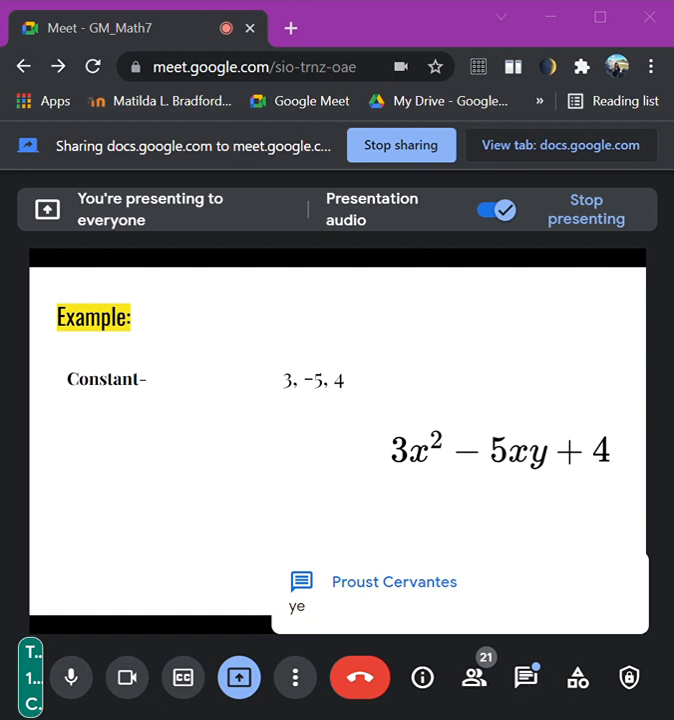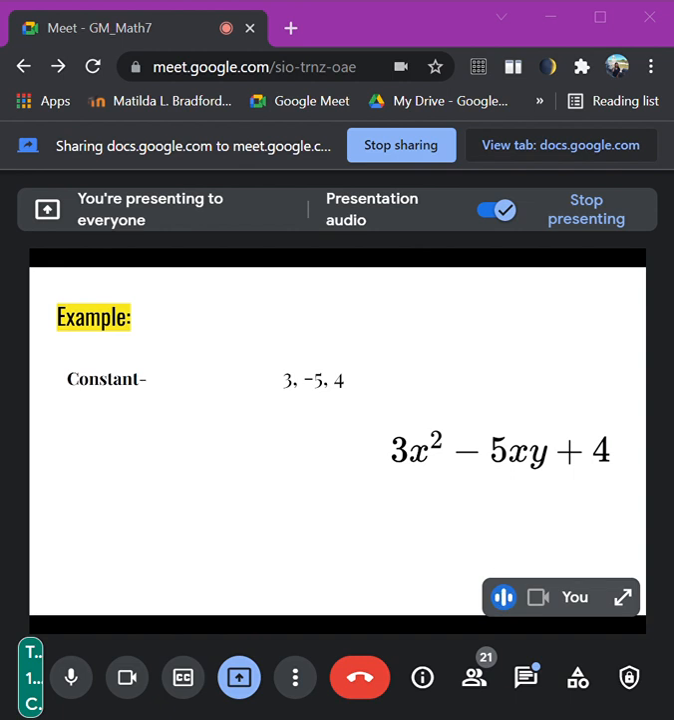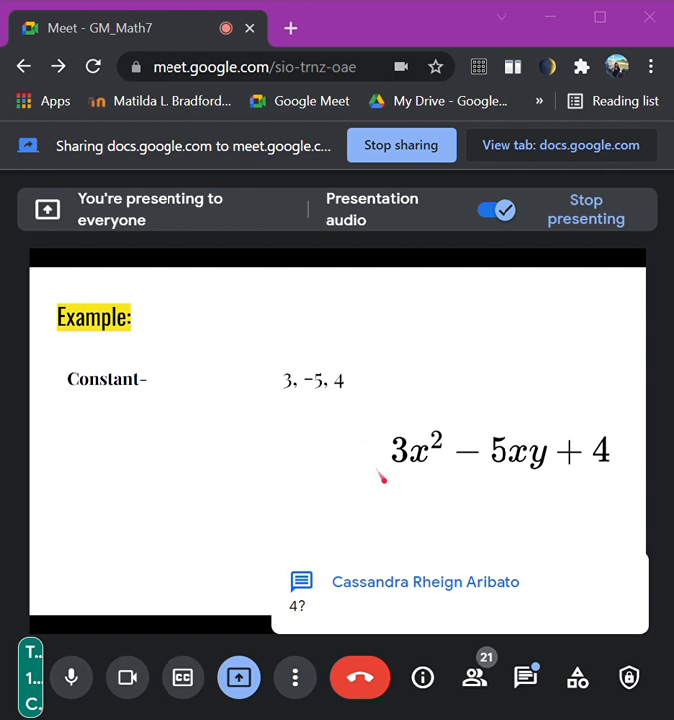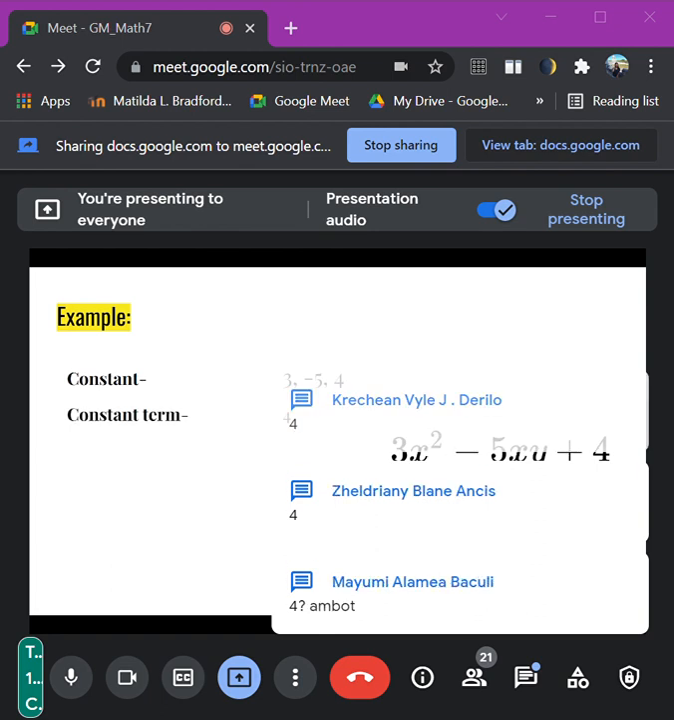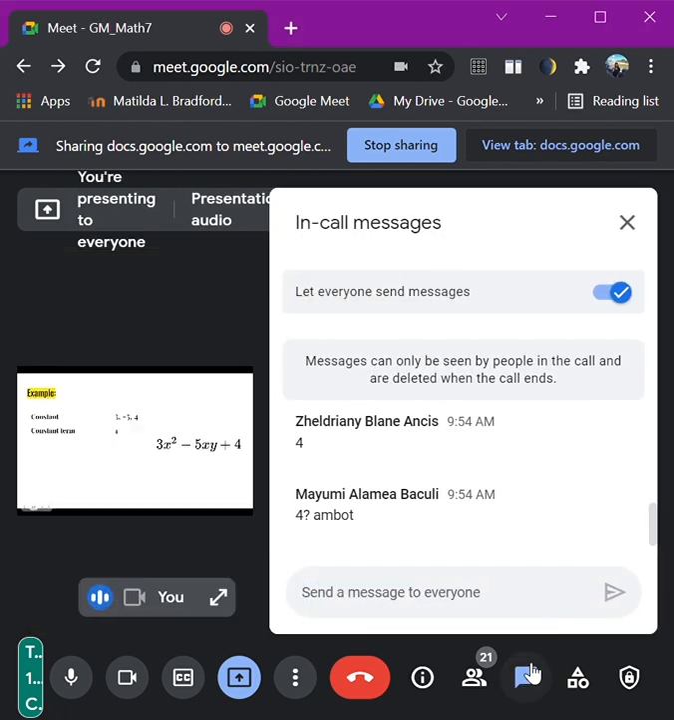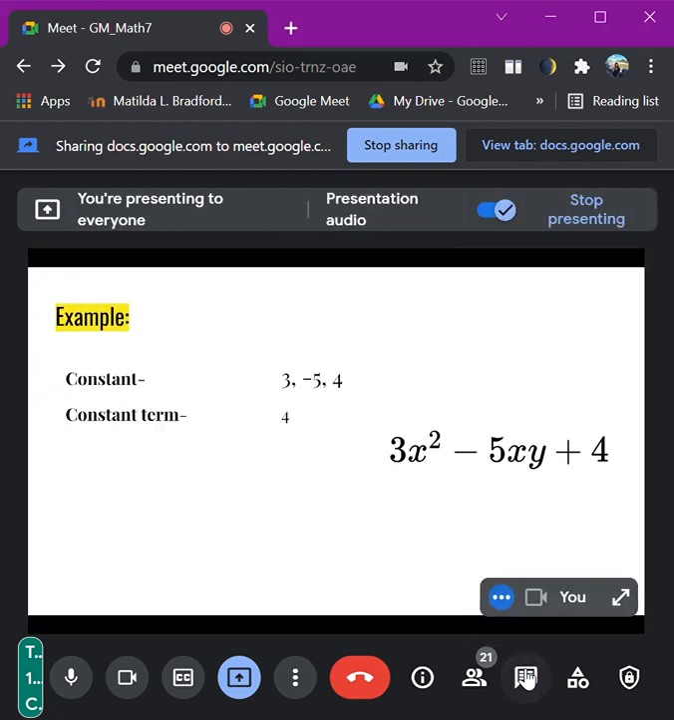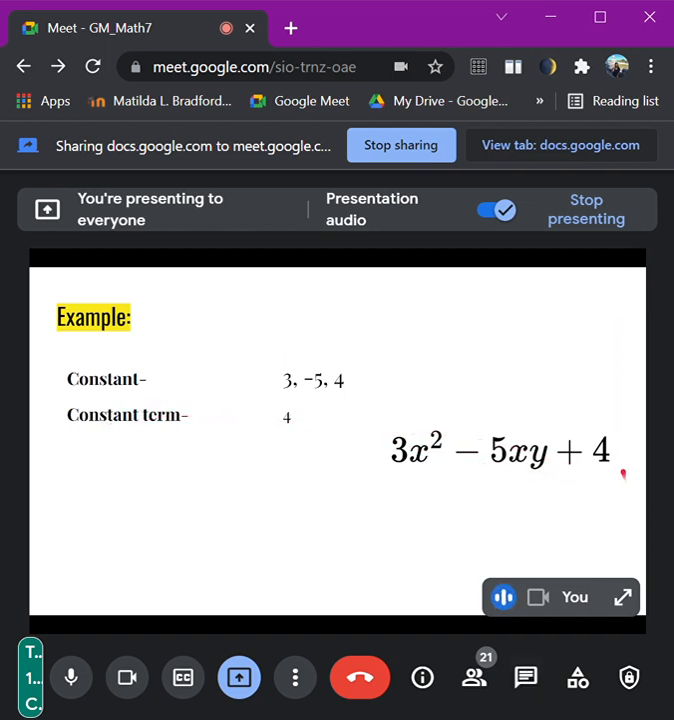Now let's proceed with the constant term. The constant term, class, is only the number. It has no beside, no neighbor, no side. So what is our constant term in 3x squared minus 5xy plus 4? We are still looking at our given. We said it has no beside, no neighbor, no side. So 4 is our constant term. Just 4. Okay? So our constant term is 4. It has nothing beside it, nothing attached.